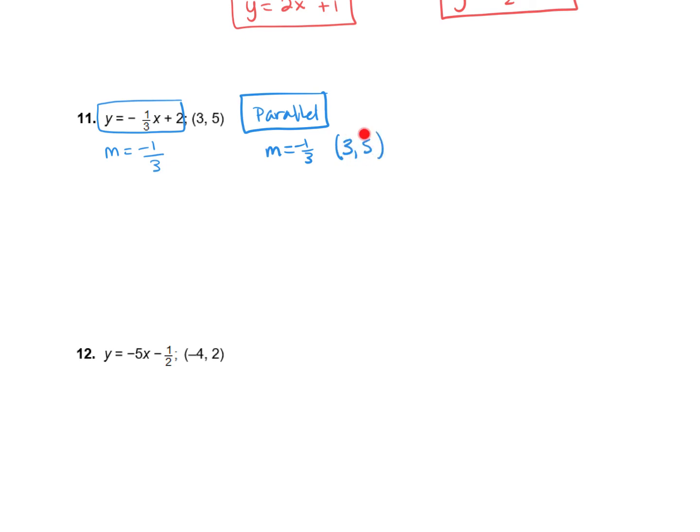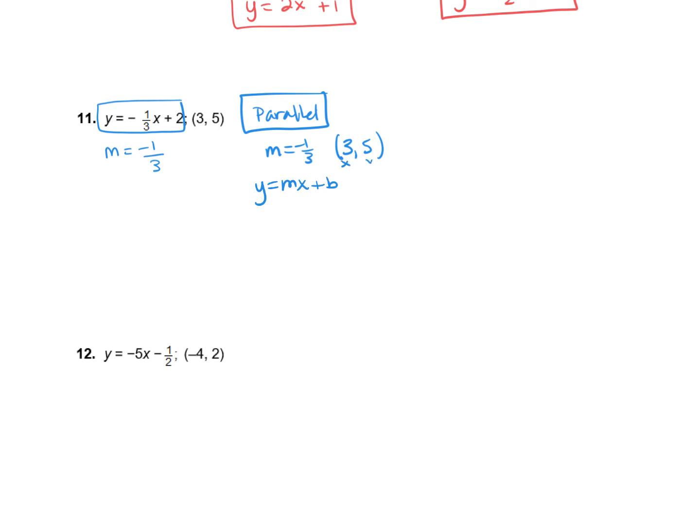This is not the y-intercept, so I can't just say that this 5 is my y-intercept. 3, 5 is in the first quadrant somewhere, so that's not where we cross the y-axis. So we have to do a little bit of math this time. We're going to use our y equals mx plus b equation.